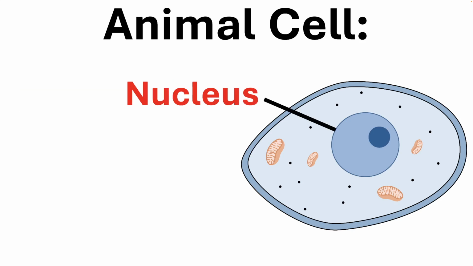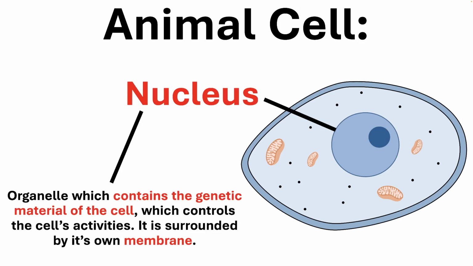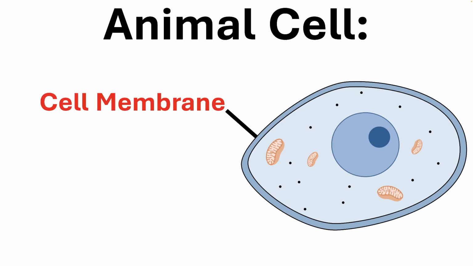First, we've got the nucleus. It's an organelle which contains the genetic material of the cell that controls its activities, and it's surrounded by its own membrane. Think of it like this, a massive bundle of all the cell's genetic information sealed in this little sort of capsule by an outer membrane. You usually always spot this one when you draw or label a cell because it's the biggest organelle in the cell.